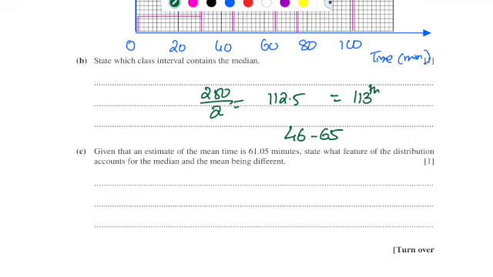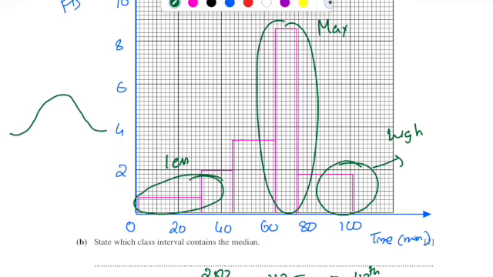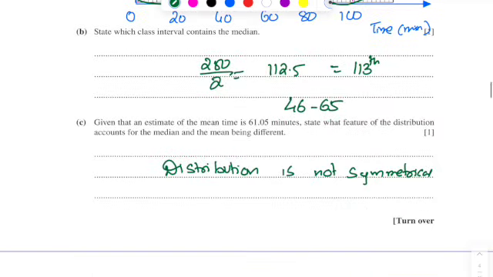State which feature of the distribution accounts for the median and the mean being different. Because the distribution is not symmetrical. We can see that suddenly it rises up over here, then it is less over here, again it is high over here. This is maximum, this is high, and this is less. If at all it had been uniform, then the mean and median would have been the same, but it is not the same. So therefore they will be totally different. Now coming to the next question, question number 4.